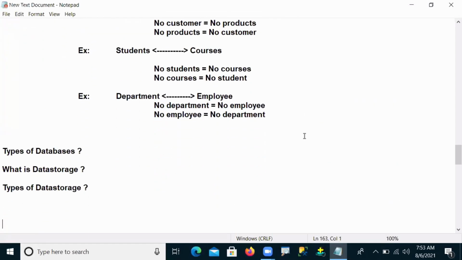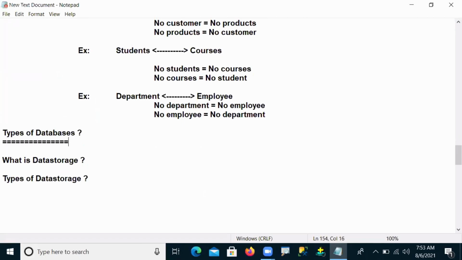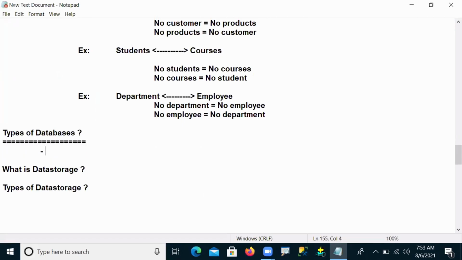Next, the most important point. Many people know the database software names, but how many types of databases are present in the world? That is very, very important to observe. Because when you want to learn Oracle, we should know which type of database Oracle comes under. So let me show you the types of databases in the real-time world. Okay, let's go.